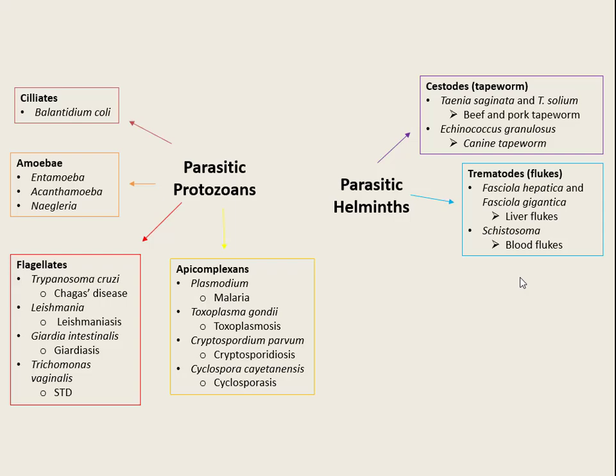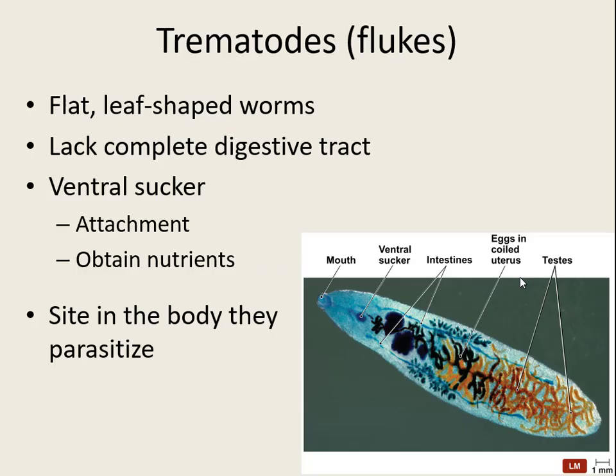Our next group are our trematodes or our flukes. Shape-wise, they look a little bit different. They're flat, they're leaf-shaped, not like maple leaf shaped, but just kind of leaf-shaped. They also lack a complete digestive tract, but have a digestive tract. So they do actually have a mouth and intestines, but there is no anus. So whatever goes in comes out the same opening. They usually have some type of sucker to attach themselves to their host and then obtain their nutrients, because they do have that mouth. Where they parasitize the body is generally how we group them.